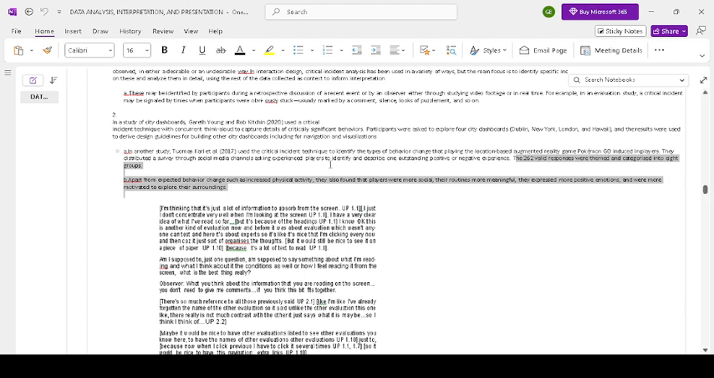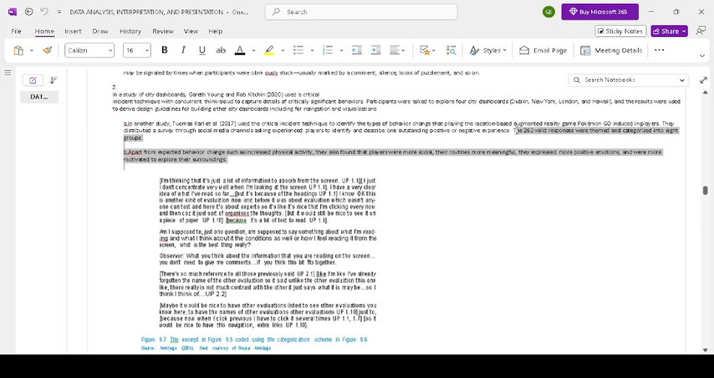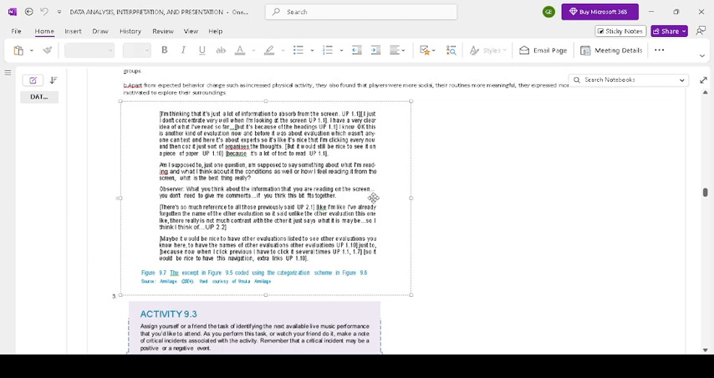So here it was applied to Pokemon Go based on 262 survey responses. It was categorized into subsets to find the most important. So they ask for the one outstanding positive or negative experience. Again, for the critical or unusual phenomena. Apart from expected behavior change such as increased physical activity, they also found that players were more social, their routines more meaningful, they expressed more positive emotions, and were more motivated to explore their surroundings.